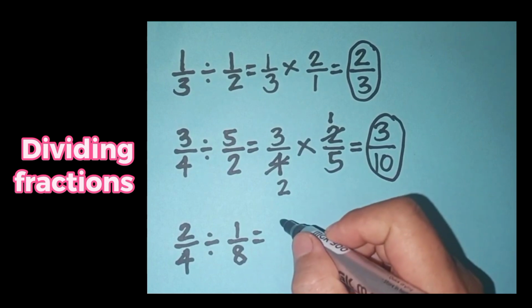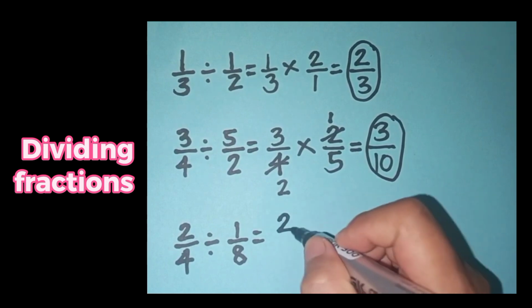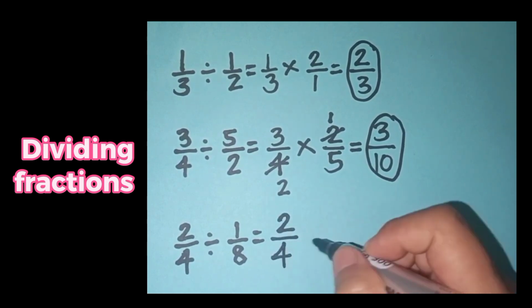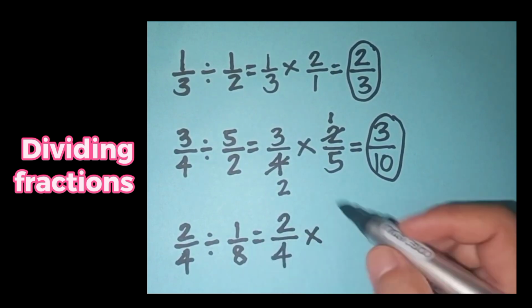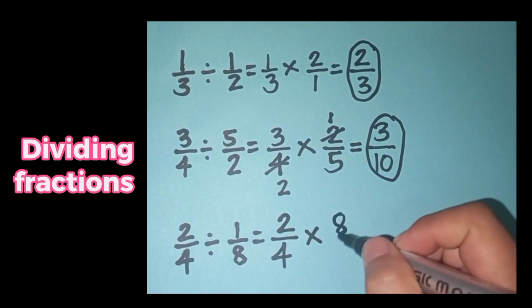Then for our third example, we have 2/4 divided by 1/8. So again, we have to copy our first fraction. Then we multiply it by the reciprocal of our second fraction. So that would be 8 over 1.